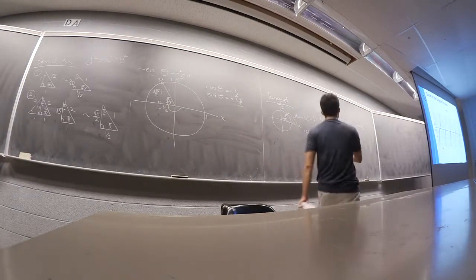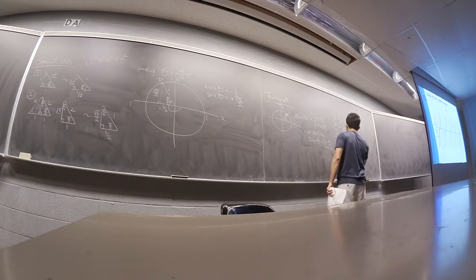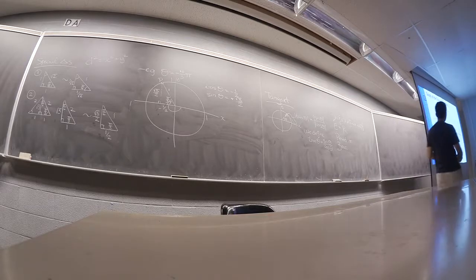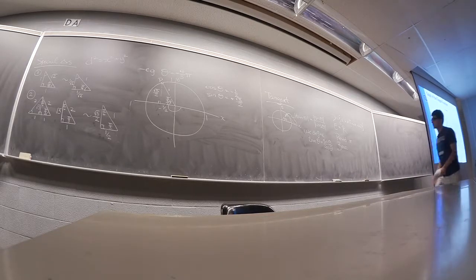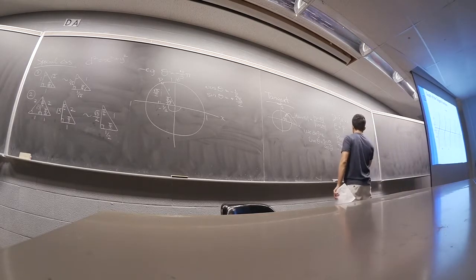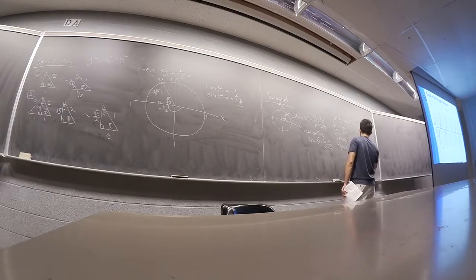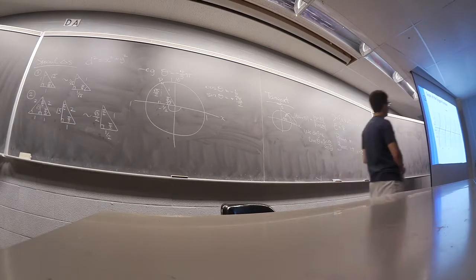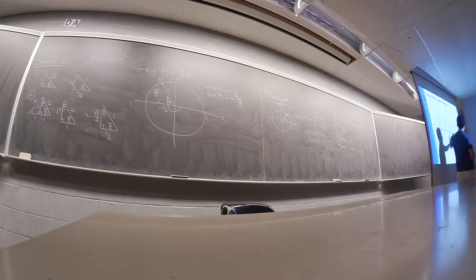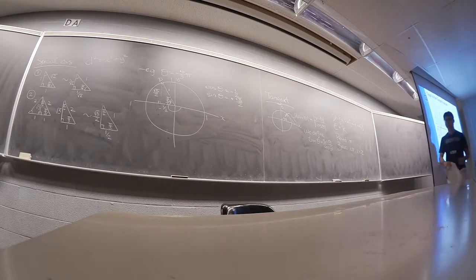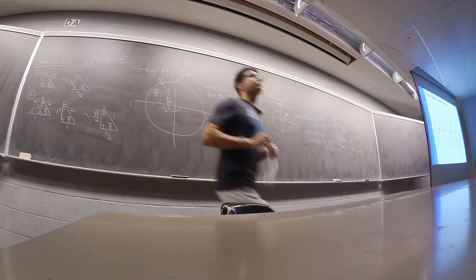And again, just so I've said this, the zeros of this guy are at integer multiples of pi. Zero, pi, 2 pi, and so on. Okay?